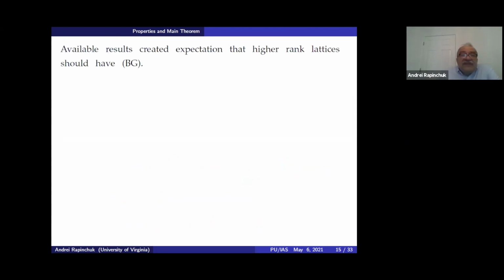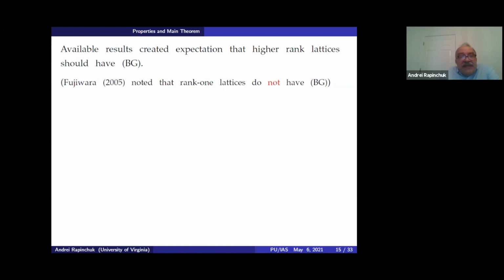Now, the available results created some sort of expectation that higher rank lattices should always have bounded generation. That was our dream project. On the other hand, it was known that rank 1 lattices certainly do not have bounded generation.